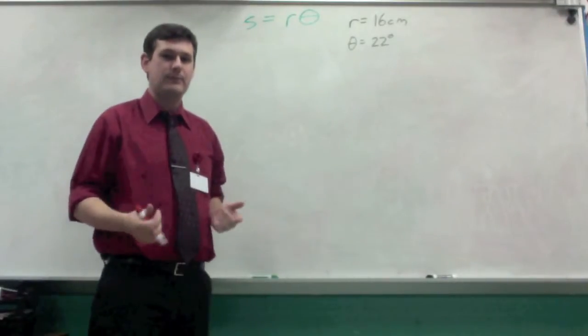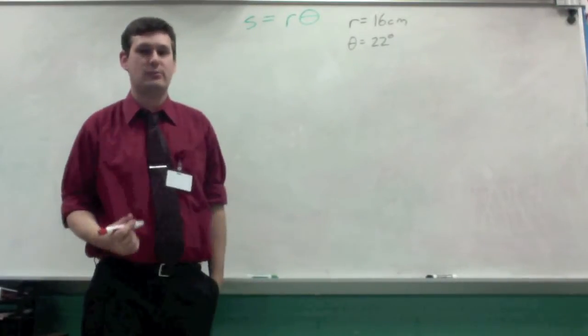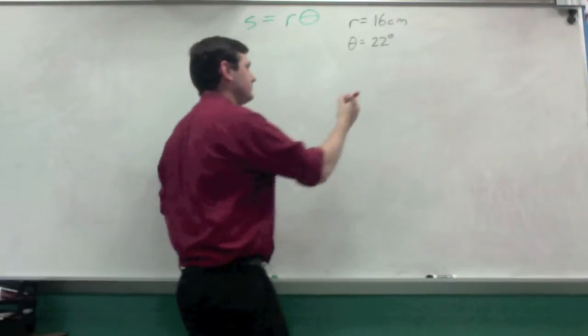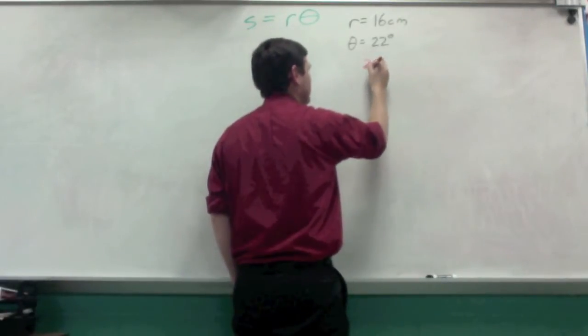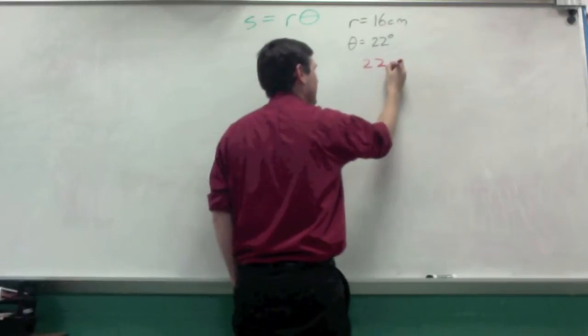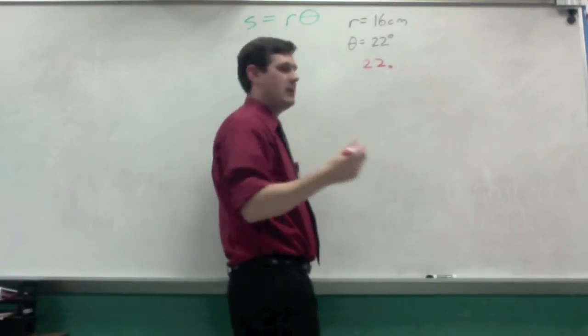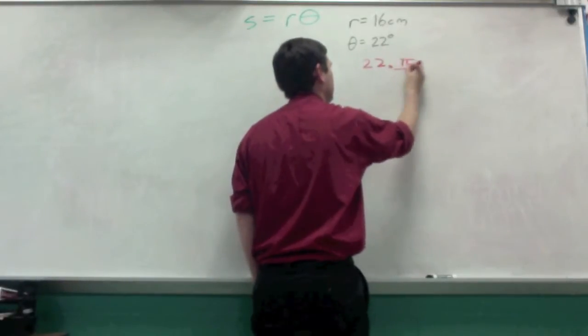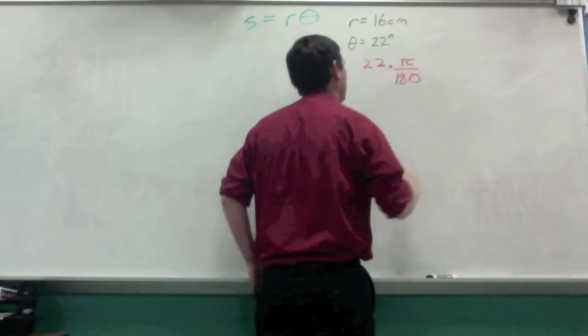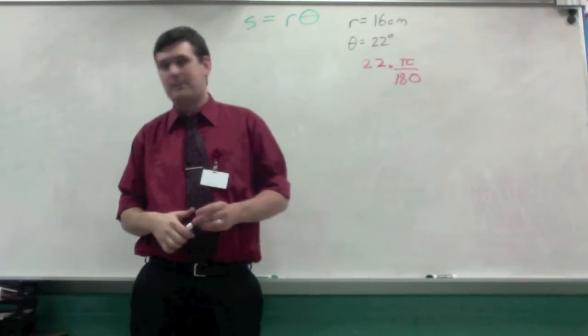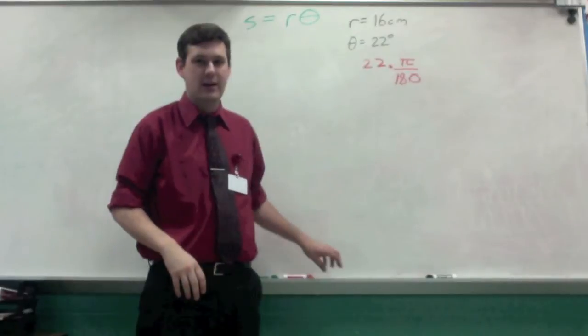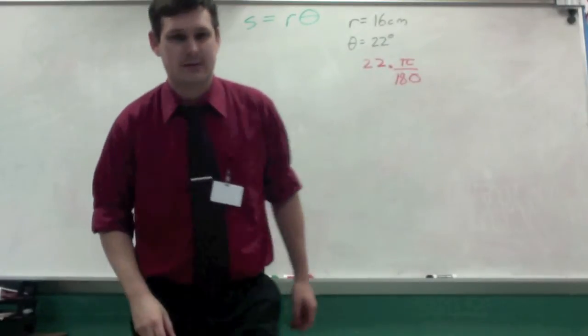So all we have to do is multiply 16 centimeters times 22 degrees. Except we can't do that. We can't have 22 degrees. We've got to put that into radians, so we do that first. To get to radians, we multiply by pi over 180. So you multiply 22 times pi over 180, and now I've got to get a calculator again.